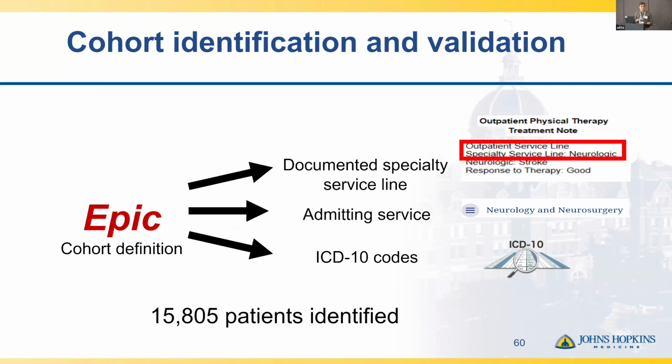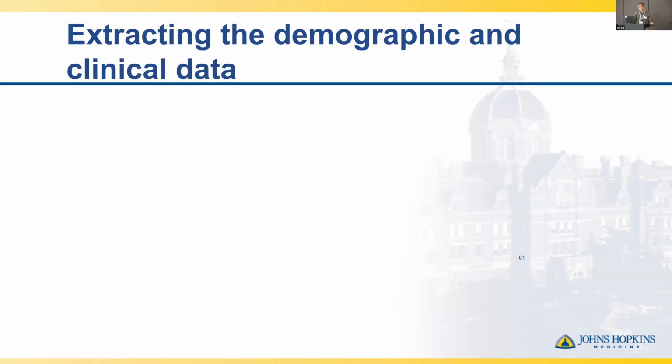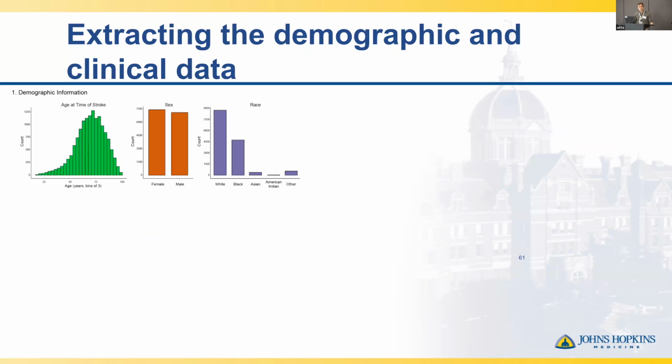What this has resulted in is our growing data repository that currently has 15,805 persons with stroke in it. And what we can then do once we have those patients identified is go in and bring out all these different data sources that we're interested in pulling to do our research.